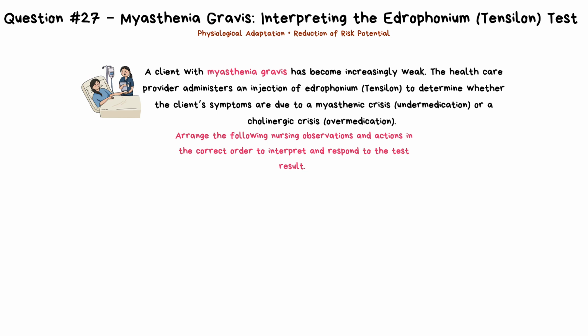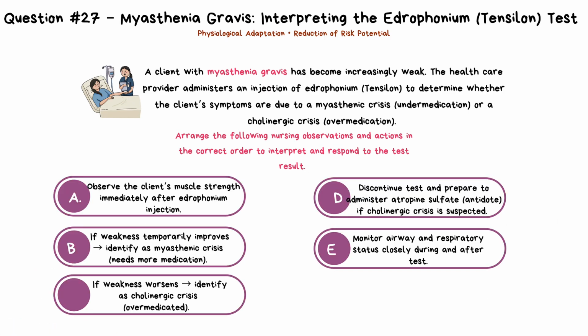Your job is to arrange the following nursing observations and actions in the correct order. Steps to arrange. A. Observe the client's muscle strength immediately after edrophonium injection. B. If weakness temporarily improves, identify as myasthenic crisis. The client needs more medication.